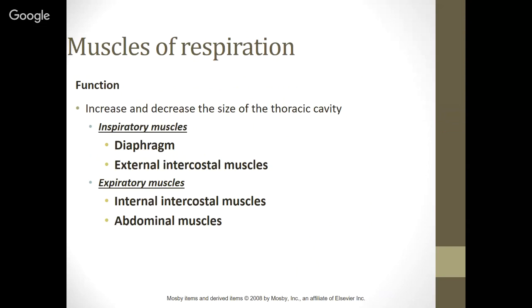The inspiratory muscles are the diaphragm, which is an internal muscle, and then your external intercostal muscles. Inspiratory muscles: diaphragm and external intercostal. Expiratory muscles are your internal intercostal muscles and your abdominal muscles. The intercostal muscles are those muscles that are in between the ribs.